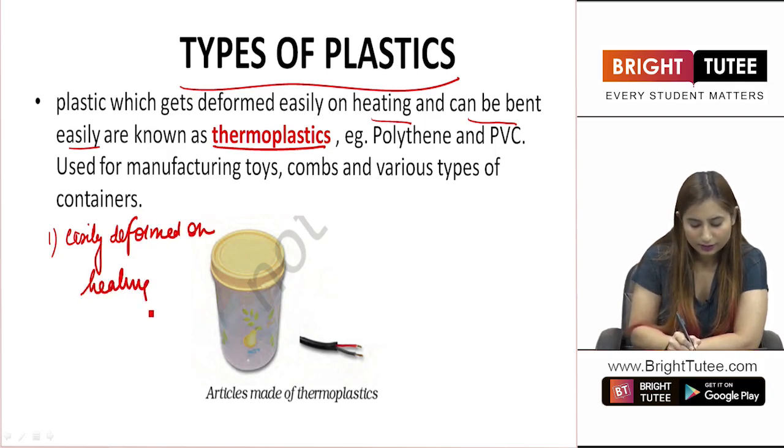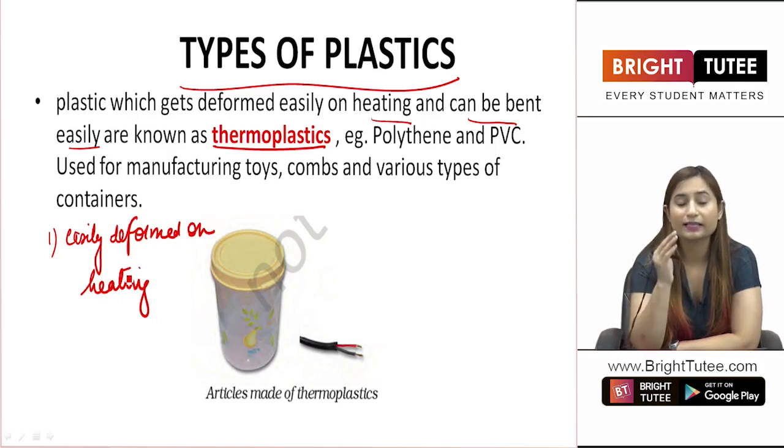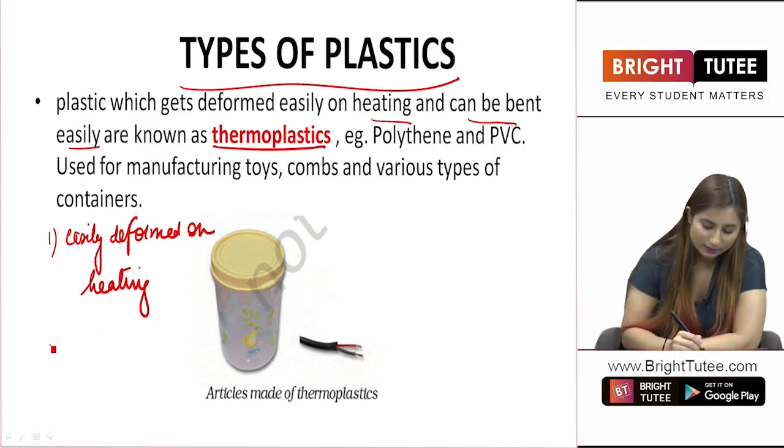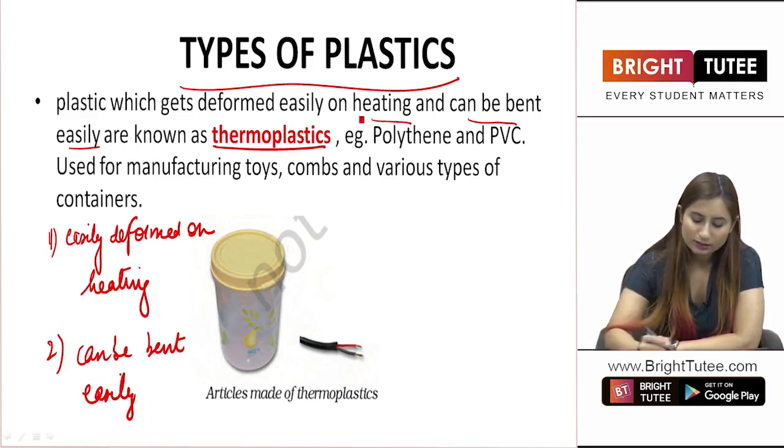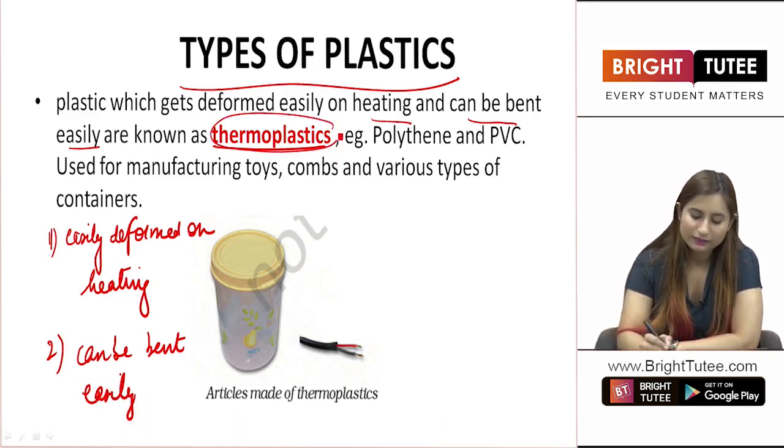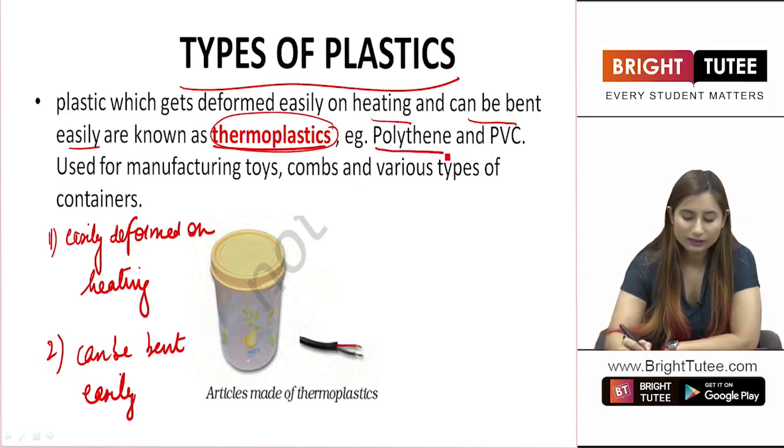easily deformed on heating. Basically, the plastic gets melted, it gets easily deformed when it is heated, and the second property is that it can be bent easily. These are the two properties, right students? Now these are known as thermoplastics. This is the first kind. Examples are polyethylene and PVC.